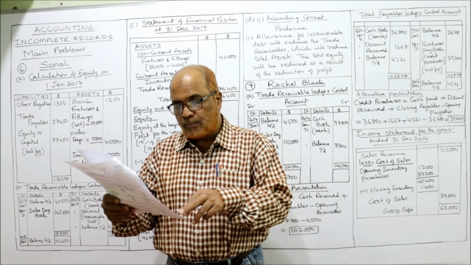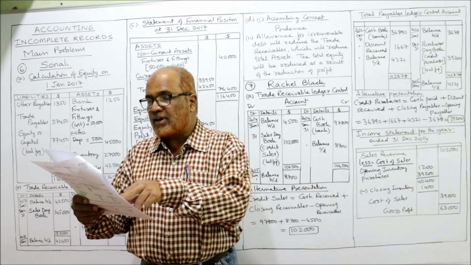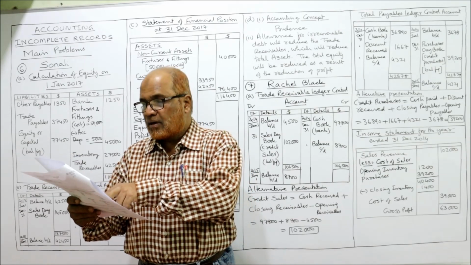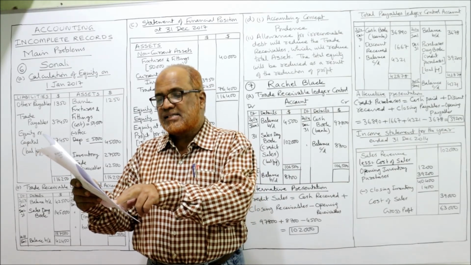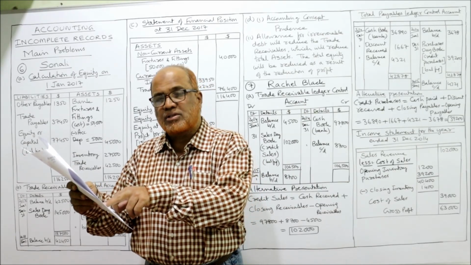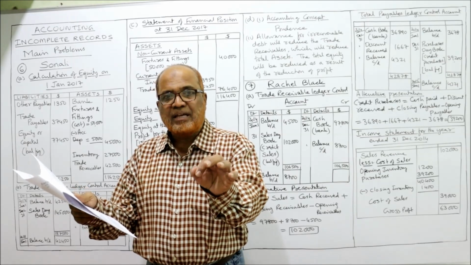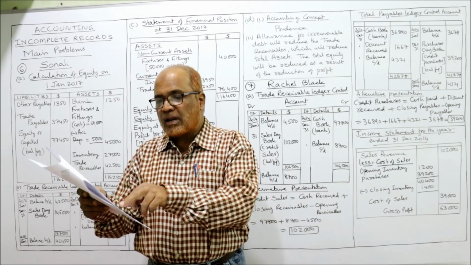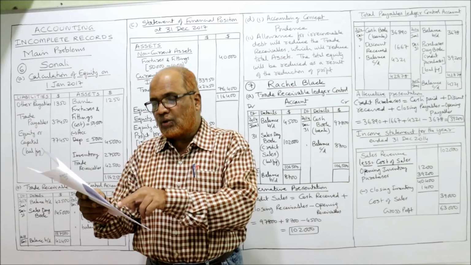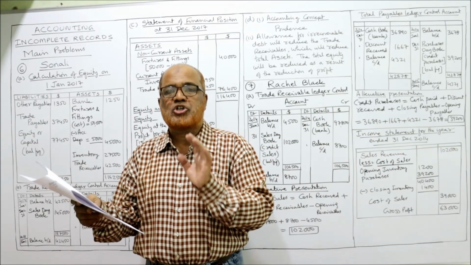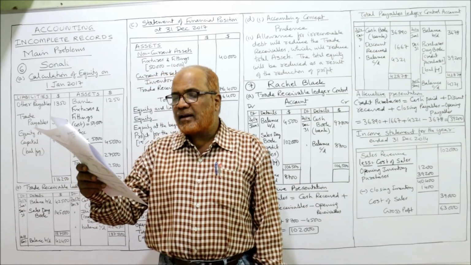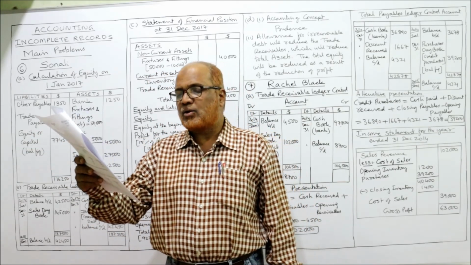What is the revenue? It is given somewhere here. Sales were 1,45,000. Sales means revenue. So revenue is 1,45,000. So 15% of 1,45,000 is the profit. And required: calculate the equity at 1st January 2017. First question.